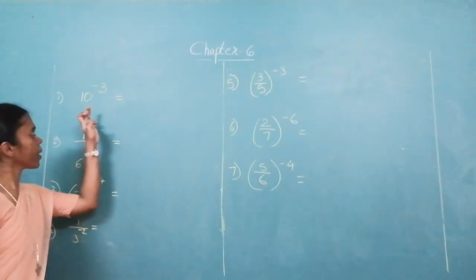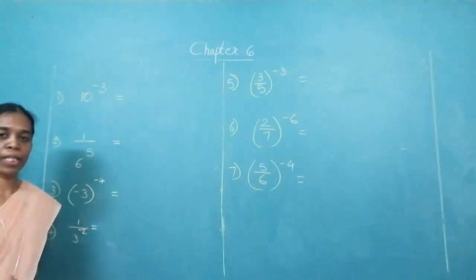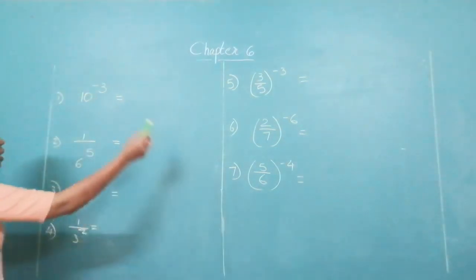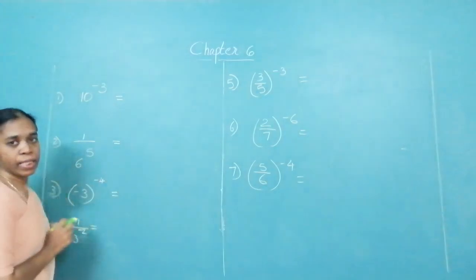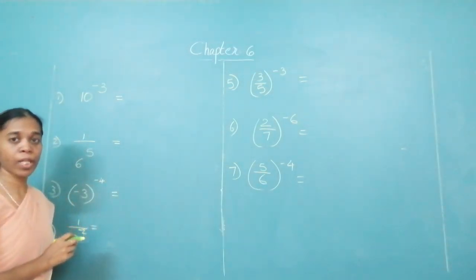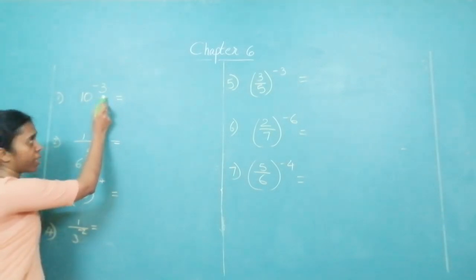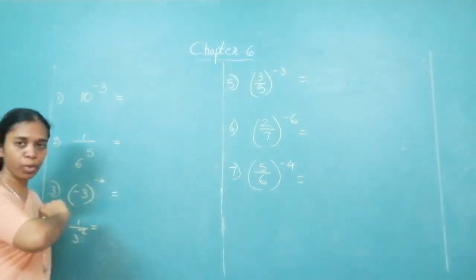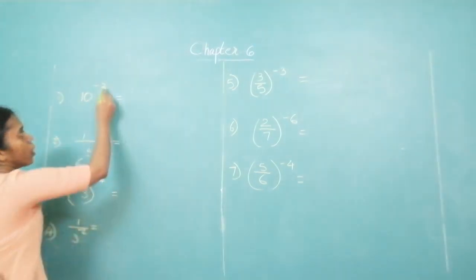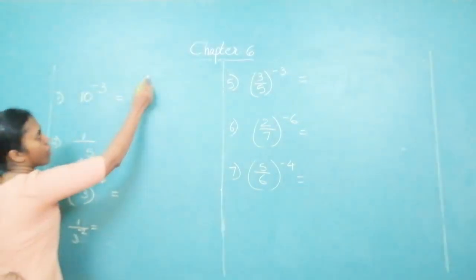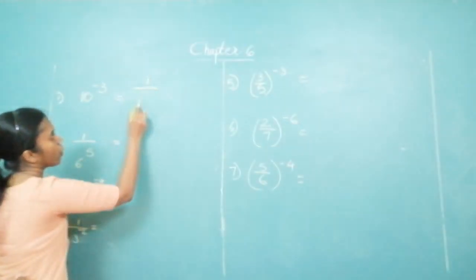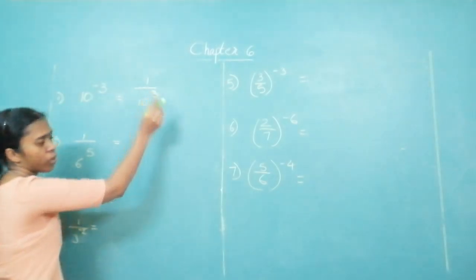I have 10 raised to minus 3. You can see that my index is negative. I want to write it in positive. I am not talking about base, I am talking about index. My index is negative, so I want to write it in positive. How do I write it? To write this index in positive, I have to write it 1 upon 10 raised to 3.